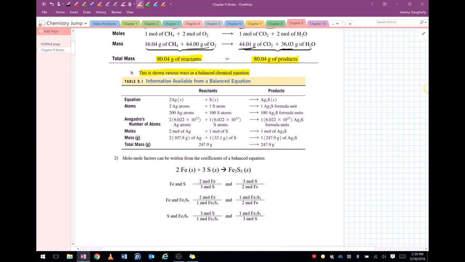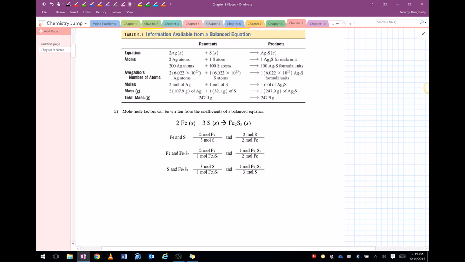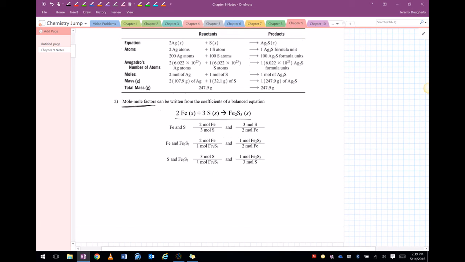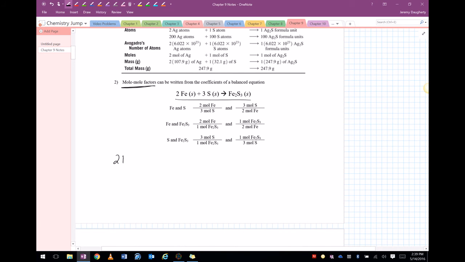All right? Now here's the new part, the mole to mole factor. Since reactants and products have to have the same number and types of atoms, we can write what's called a mole to mole ratio or a mole to mole factor, which shows the relationship between moles of one substance and moles of a different substance. For instance, let's take a look at this 2 iron. I'm going to bring it down here real quick, and write it a little bigger so I can write some things underneath it.